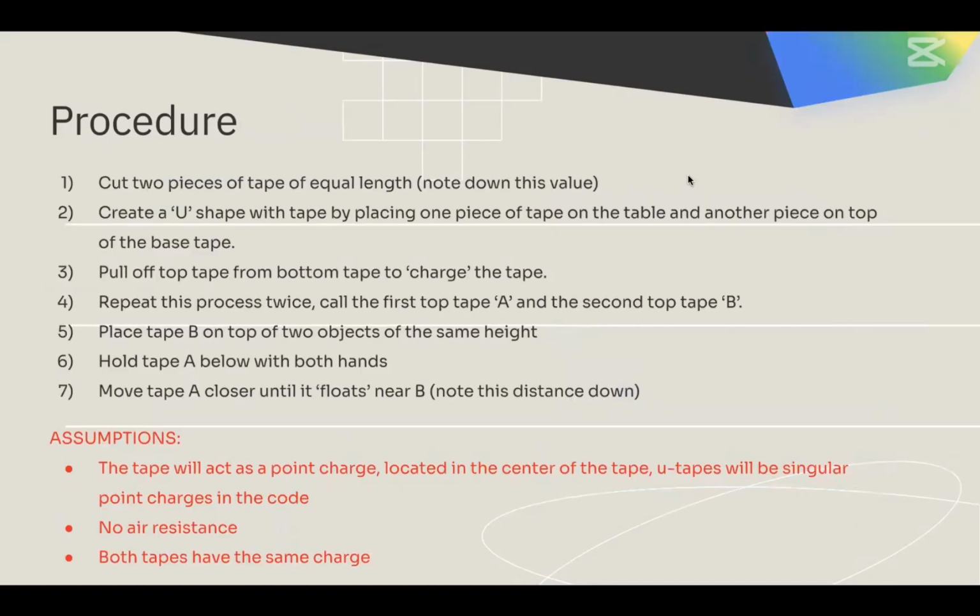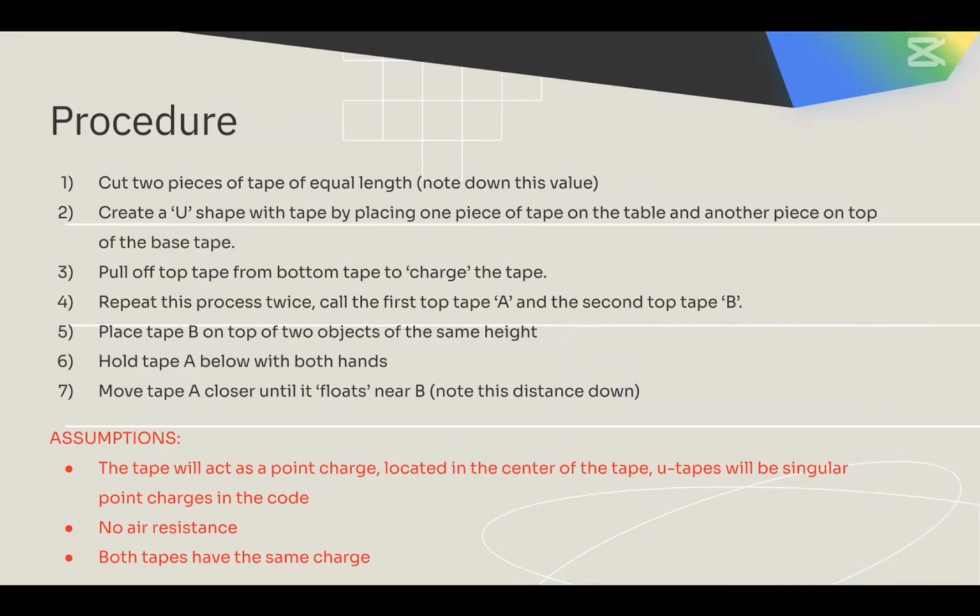So what is the procedure? We cut two pieces of tape of equal length and note down the length. We can also measure the width of the tape, which will be useful later. We create a U shape by placing one piece of tape on the table and another on top of it, but not stuck all the way, a little bit up, so we can rip it off. So we rip this off, and that's how we charge the tape. We repeat this twice, so we end up with two pieces of tape. The first one can be A, and the second one B.